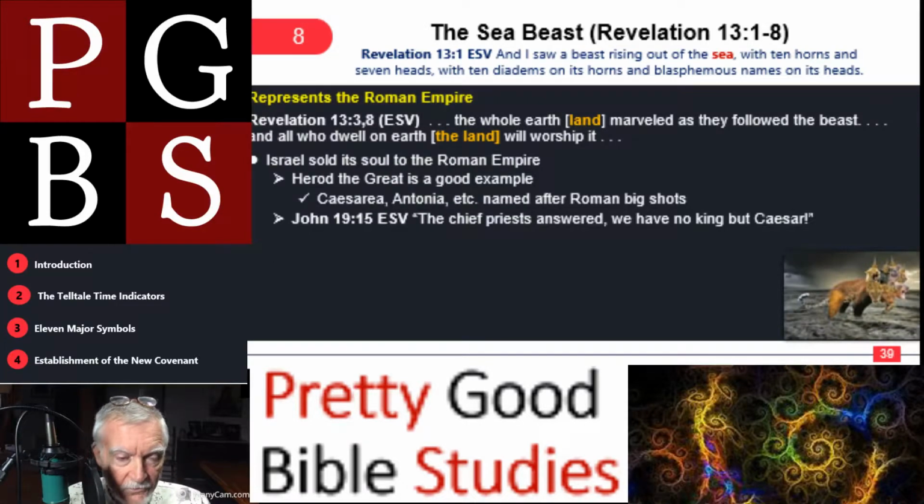Now let's look at Revelation 13:3 and 8, still looking at the sea beast. These scriptures say that the whole earth, and I'm going to translate that land, perfectly legitimate. Gay means earth or land, depending on the context, and I believe the context is talking about the kingdom of Israel, the apostate kingdom of Israel. The whole land marveled as they followed the beast, and all who dwell on the land will worship it.